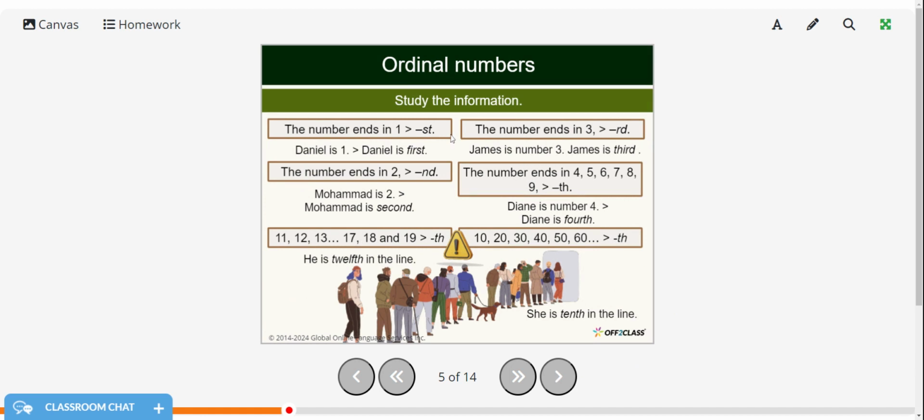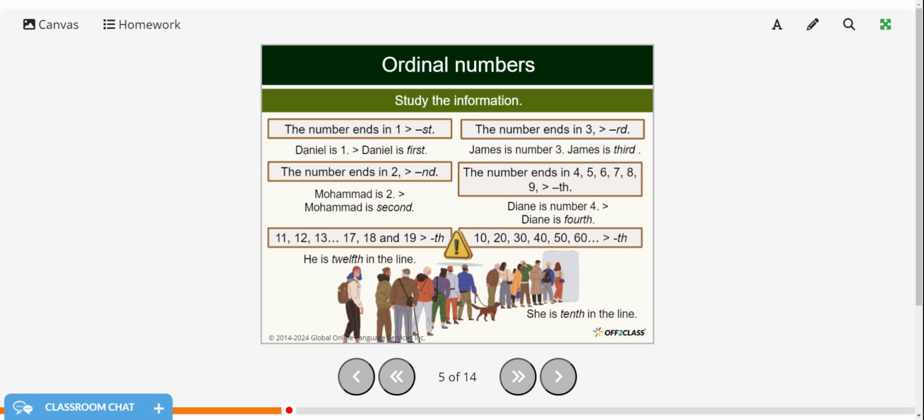All right, so again, we're going to look at some of the rules for ordinal numbers. If a number ends in a 1, we add the ST. So Daniel is 1, Daniel is first. If the number ends in a 2, then we use the ND ending. Mohammed is 2, or Mohammed is second. If the number ends in a 3, we add the RD ending. So James is number three, or James is third.